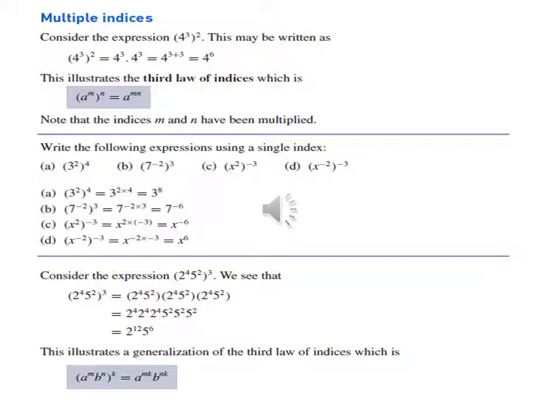Consider this expression: (2^4 × 5^2)^3. We see that this is 2^4 × 2^4 × 2^4 × 5^2 × 5^2 × 5^2, which equals 2^12 × 5^6. This illustrates a generalization of the third law of indices, which is (a^m × b^n)^k equals a^(mk) × b^(nk).